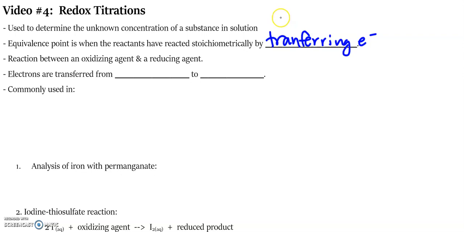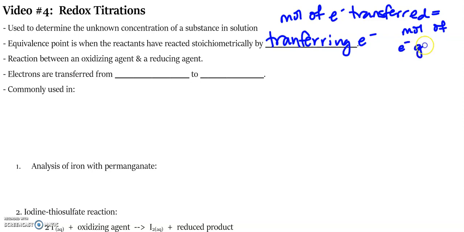So your number of moles of electrons transferred will equal your moles of electrons gained. Just like when we talked about before, where moles of our solutes will be the same, now we're talking about moles of electrons. These are going to be reactants between an oxidizing agent and a reducing agent.